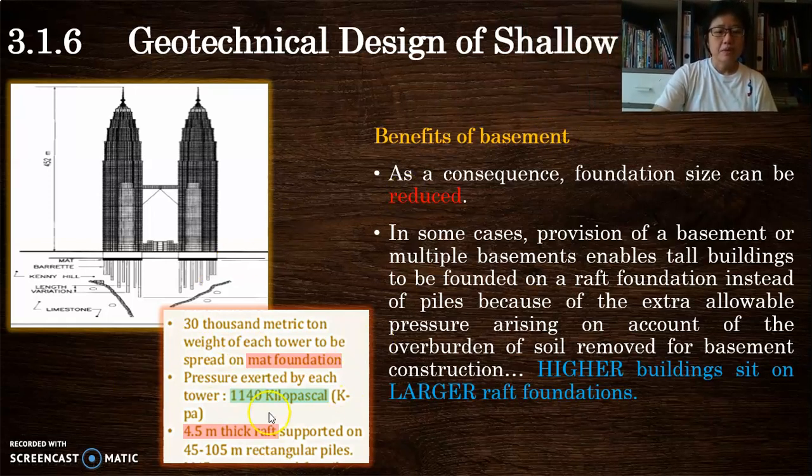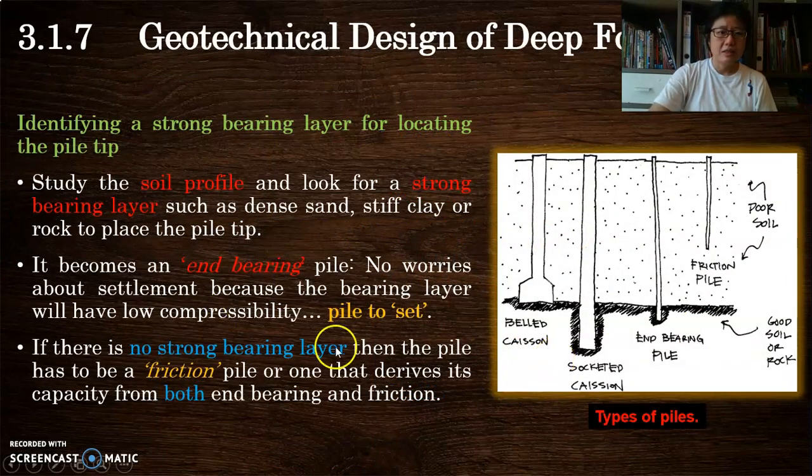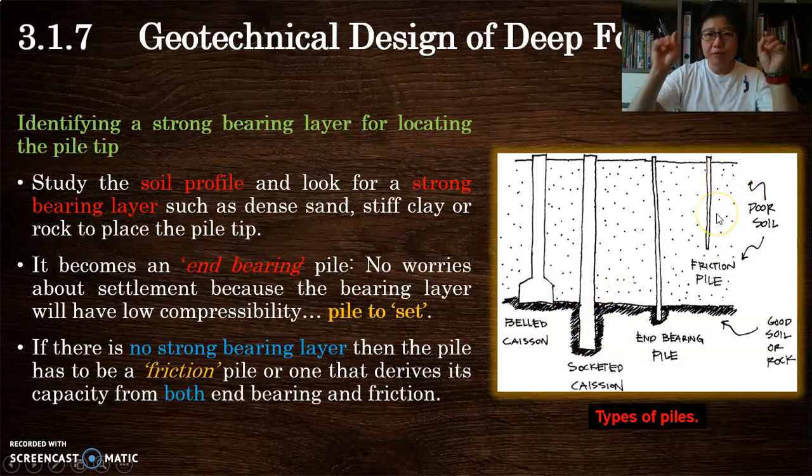And the raft foundation under KLCC is actually 4.5 meters thick. Can you imagine that? That is as high as a story now. And the load taken for each tower is 1.14 megapascal. You can start calculating how big that load is. And for design of deep foundations, you can see here, we are always looking at end bearing and skin friction, whether you are sitting on a hard layer, or you can pre-drill and socket it in, or they are just simply floating in the ground, having this friction to resist the load.